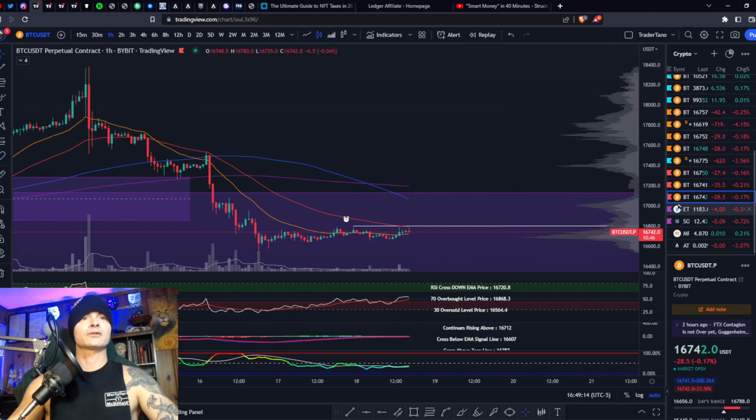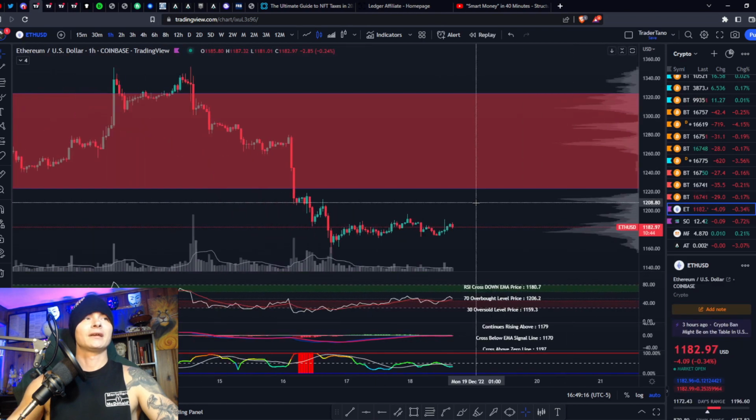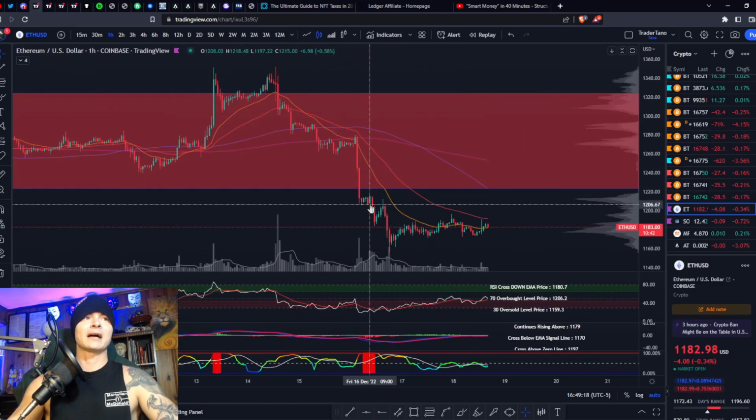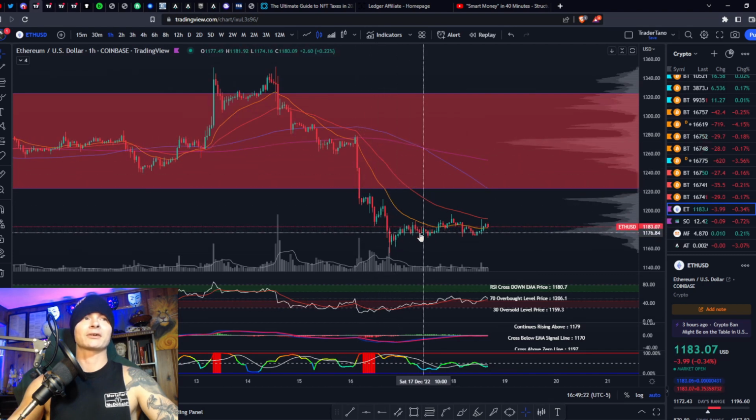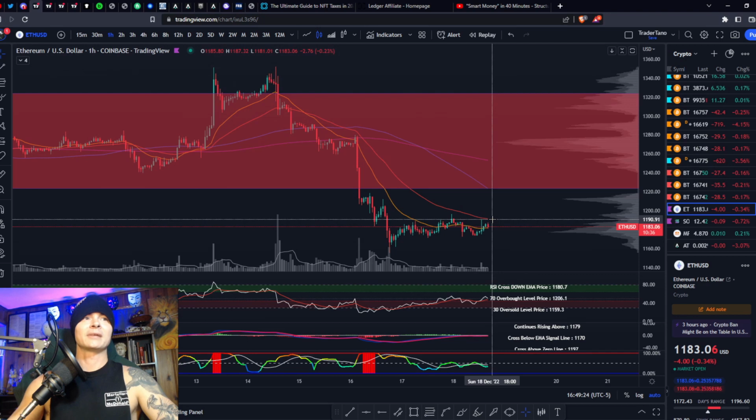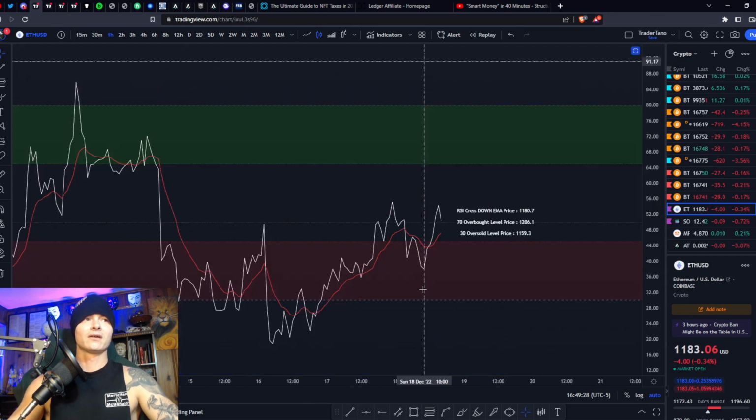So let's move on to Ethereum. Here on Ethereum, broke out of our red box. All right, we've been talking about that. If we broke out of this red box, we're probably going to go down. Now we're consolidating, being held down by the 50, being held up by the 21 as of now.